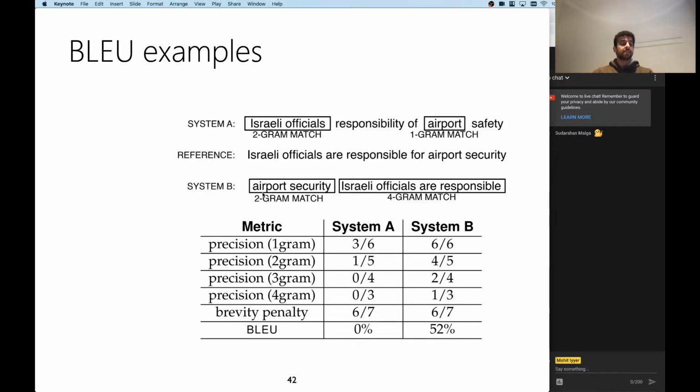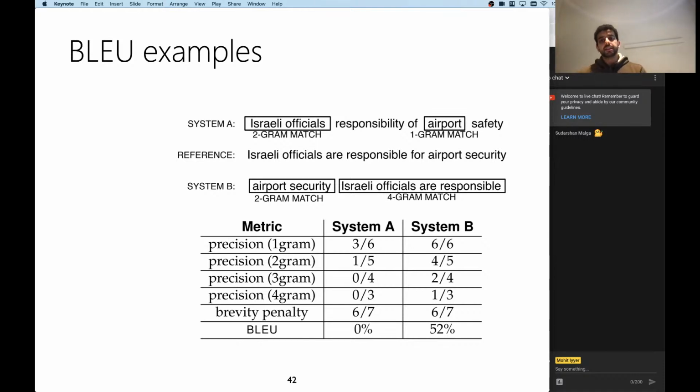System B, we have "airport security, Israeli officials are responsible." So you could argue that this is worse than the translation in system A, because it's not in order, the content. It's kind of hard to interpret what's happening. However, system B is perfect on precision, and it also has at least one matching n-gram for all unigram, bigram, trigram, and fourgram. This fourgram, "Israeli officials are responsible," matches with the reference. So the BLEU for this sentence B's output is 52%.